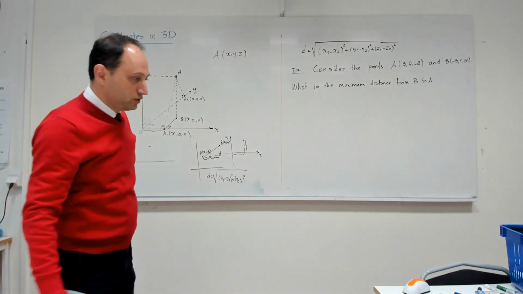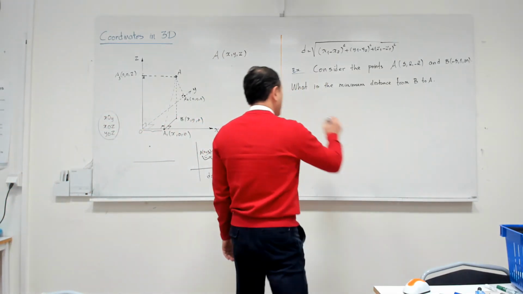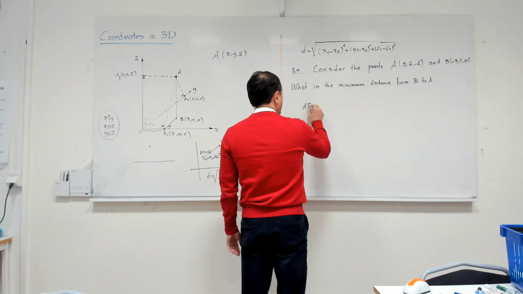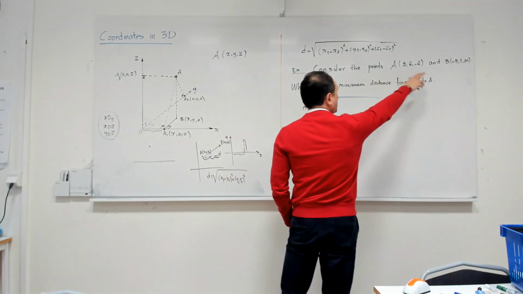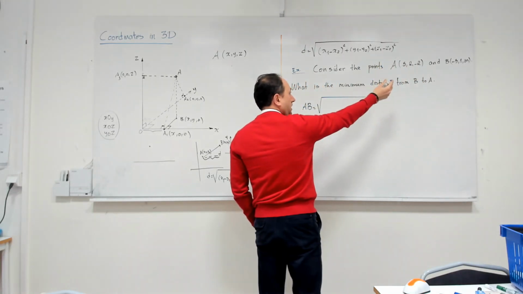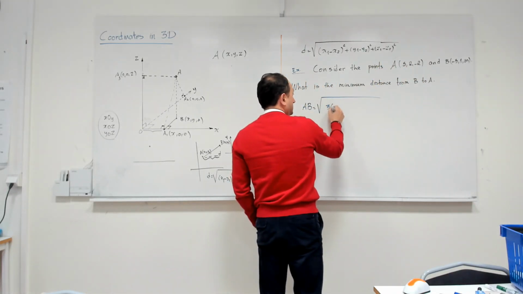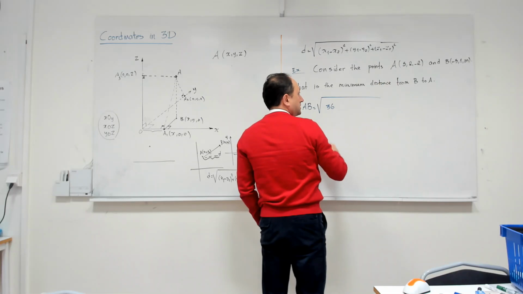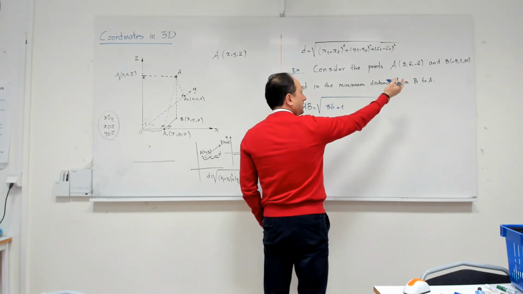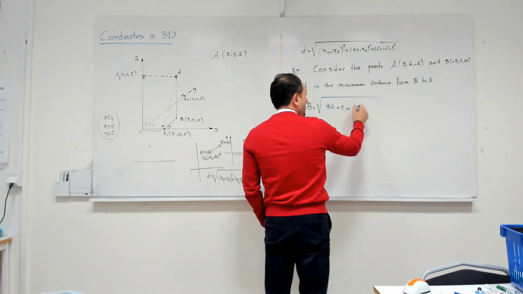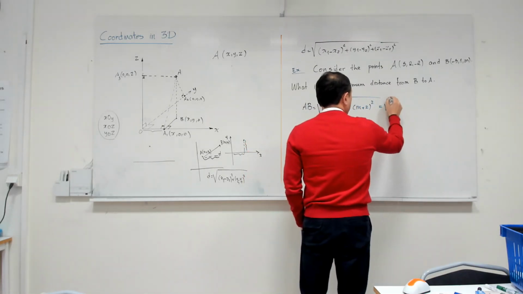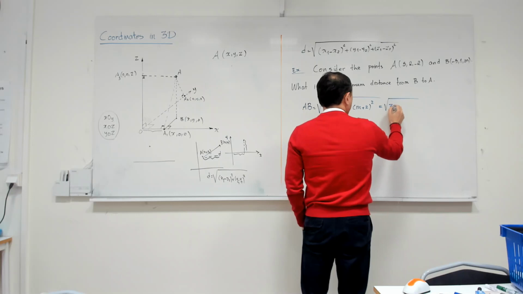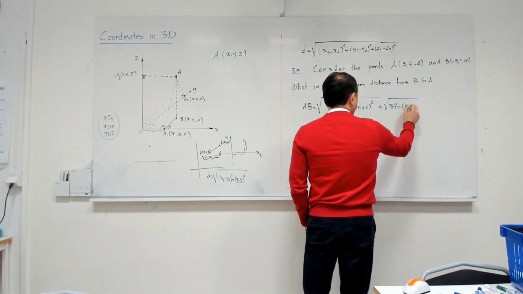But if you want to do it using calculations, I calculate the distance from A to B by the formula. It becomes the square root of the difference of x coordinates squared, which is 6 to the power 2, the difference of y coordinates squared is 1, and the difference of z coordinates becomes exactly m plus 2, as you will see. So this becomes the square root of 37 plus (m plus 2) squared.